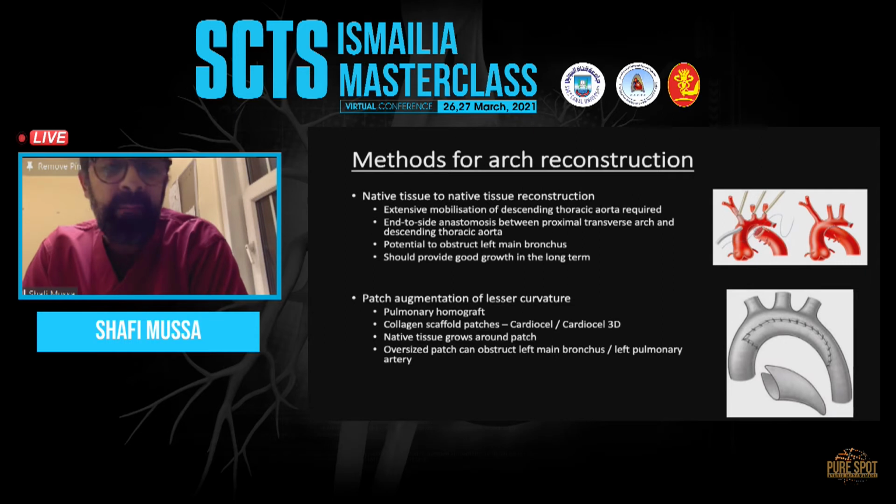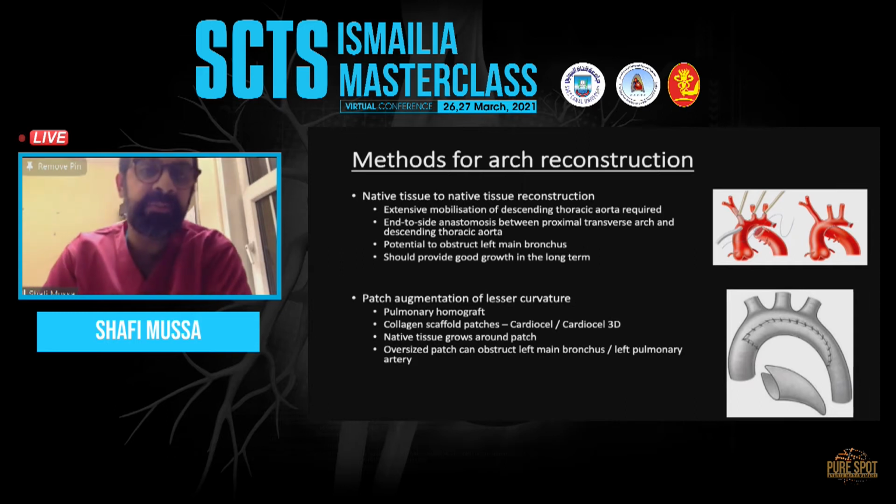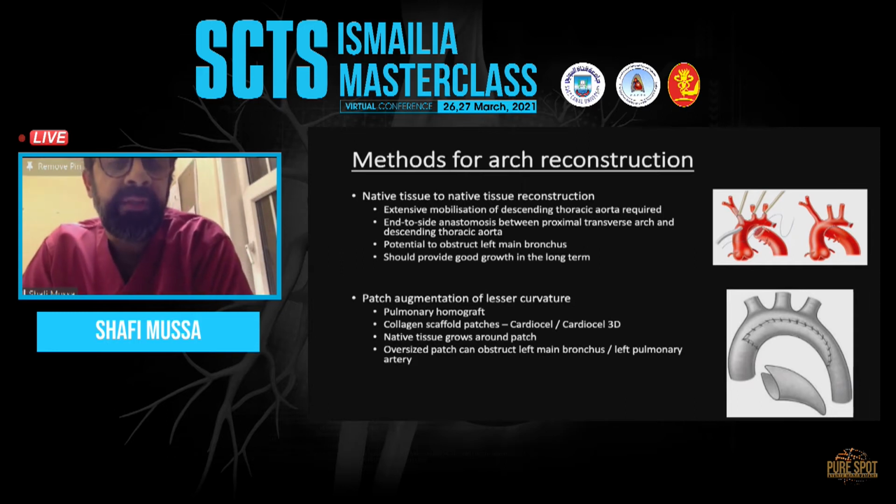between the back walls of the descending thoracic aorta, the transverse arch, and then augmenting the lesser curvature with the patch. The native tissue can grow around the patch, but if one oversizes the patch, again, you can obstruct the left main bronchus or left pulmonary artery.